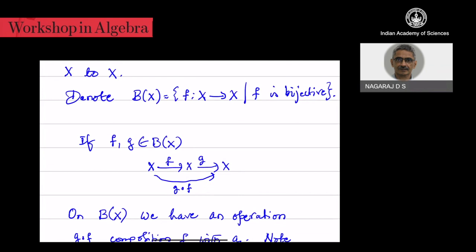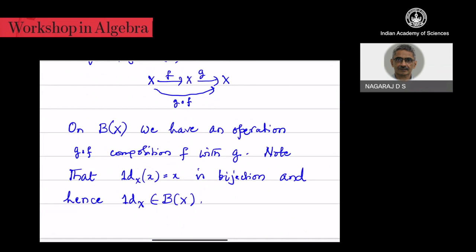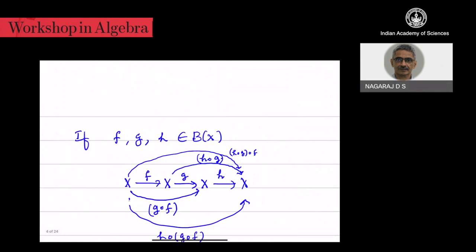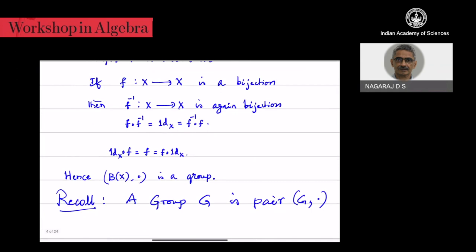And because we are only looking at bijections, every bijection has an inverse, okay? Which satisfies this property, F composed with F inverse is equal to identity of X. So in other words, what we are saying is BX with the composition is a group. So that's the natural conclusion we come across, okay? Meaning groups arise naturally when you start with any set X, okay? So let's see some examples, okay?